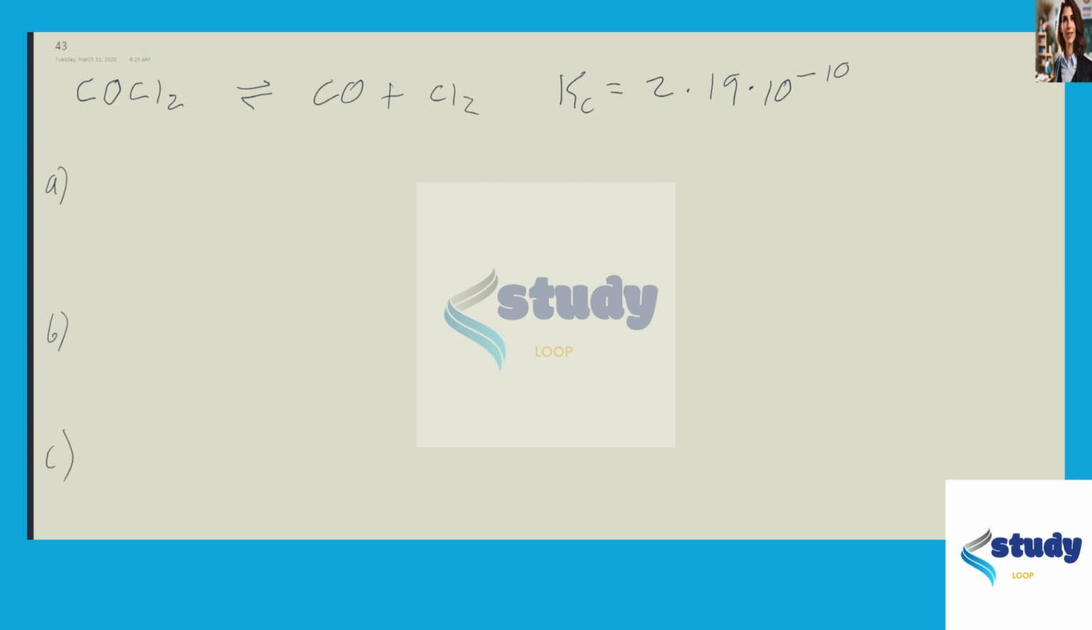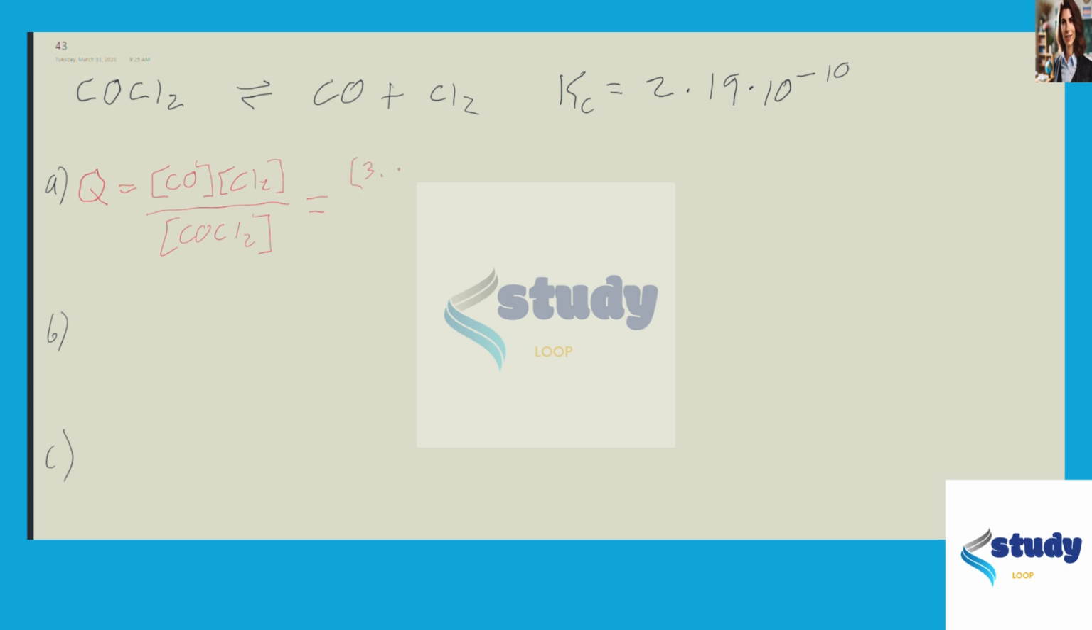This is a roundabout way of asking us to calculate Q, which is the reaction quotient for the given conditions. And remember that it's calculated like K is, so it's products over reactants. And so we're just going to go through here and plug in the values that were given for each of these three conditions.